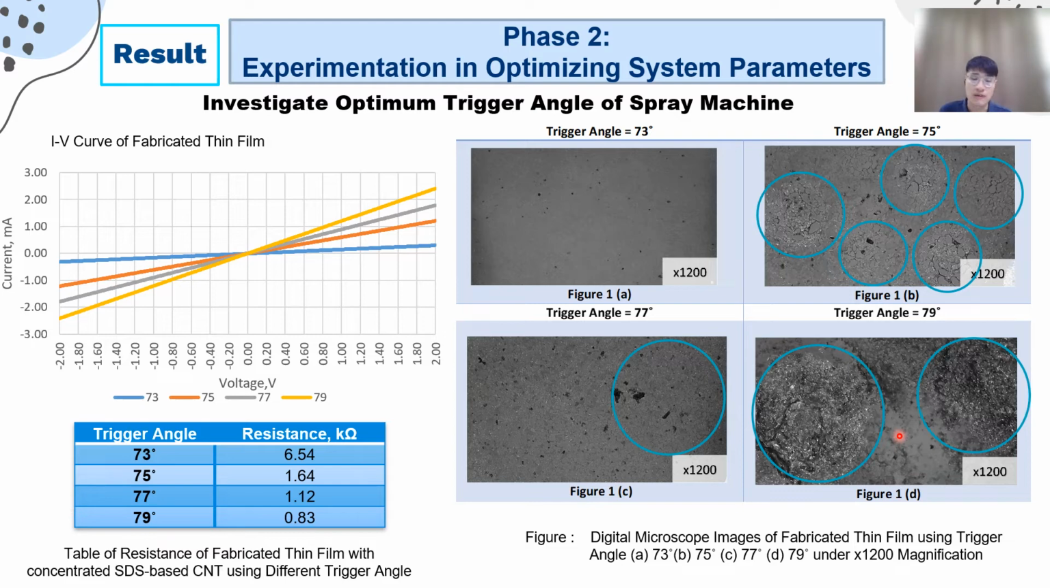Due to the nature of CNT solution with high surface tension, tiny droplets on the glass slide will tend to flow and form larger droplets, as observed in the microscope image. Thus, it introduces non-uniformity. Therefore, although the IV relation for 73 angle is relatively weak, it is picked as the optimum trigger angle because it produces a relatively uniform thin film.